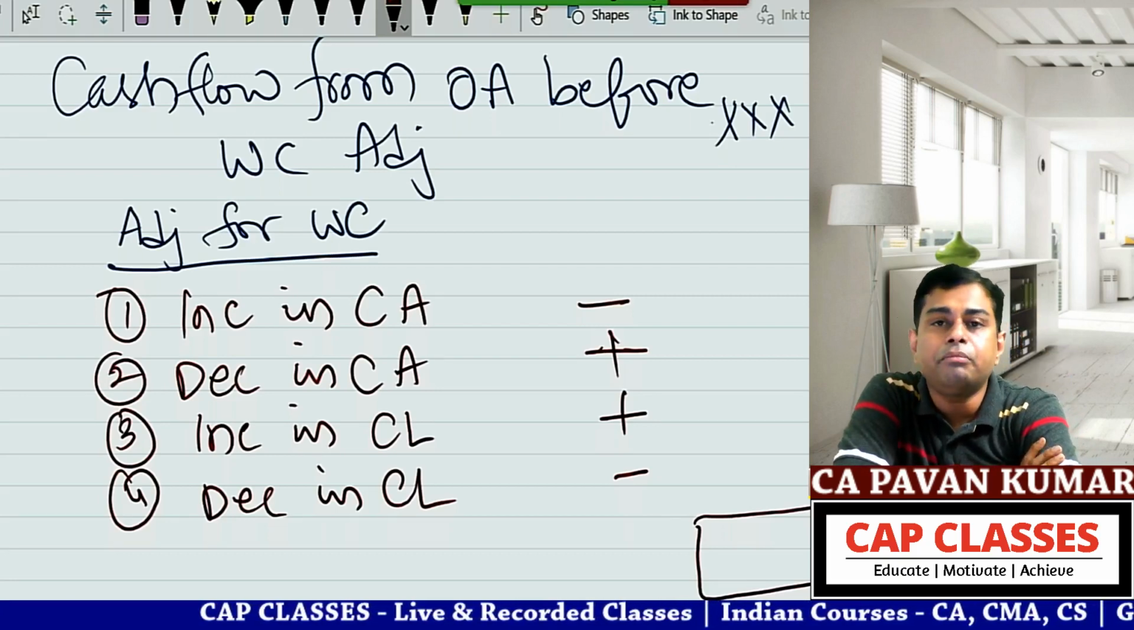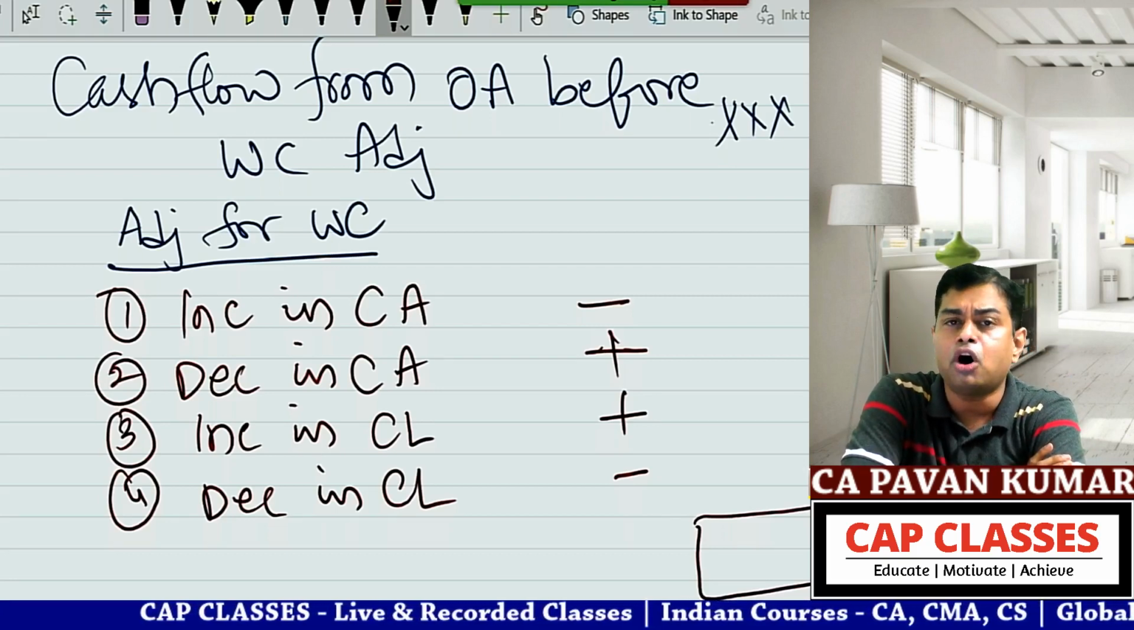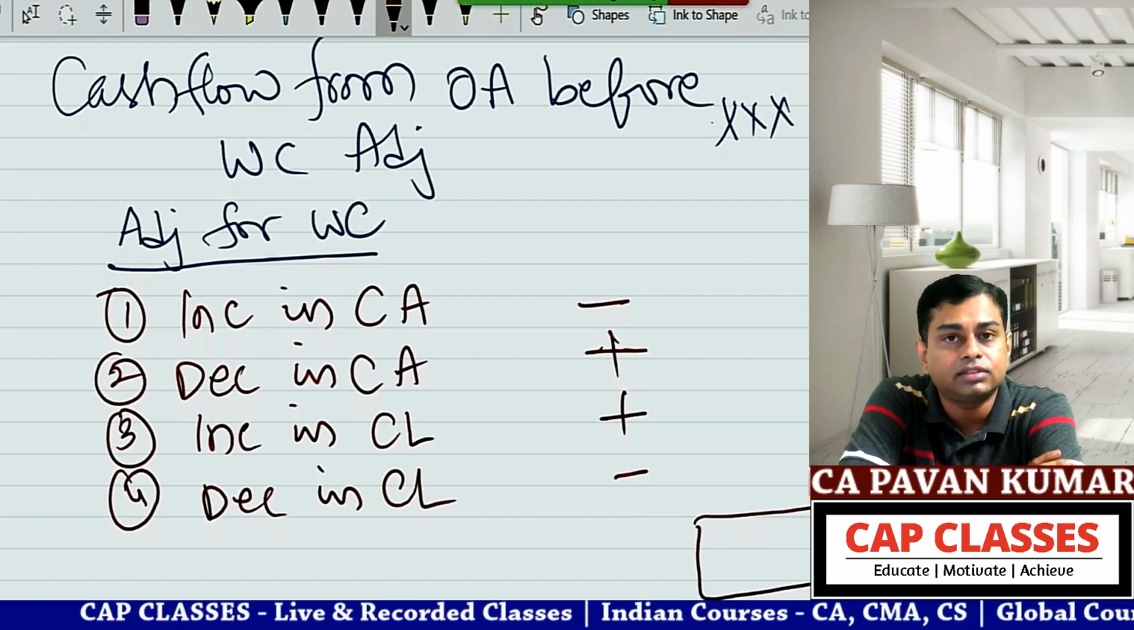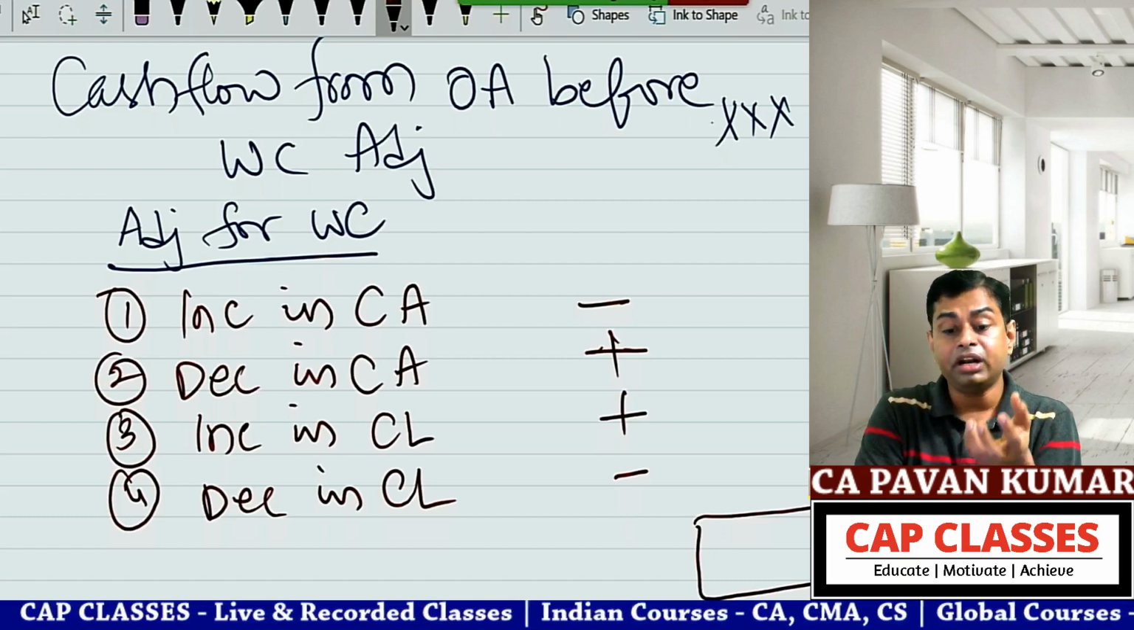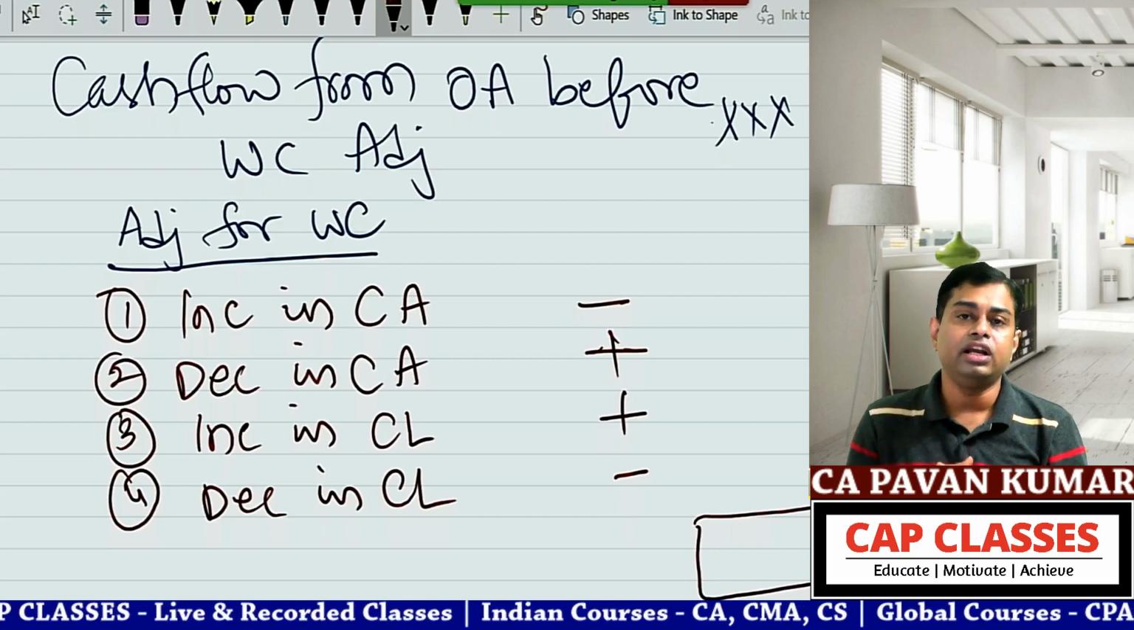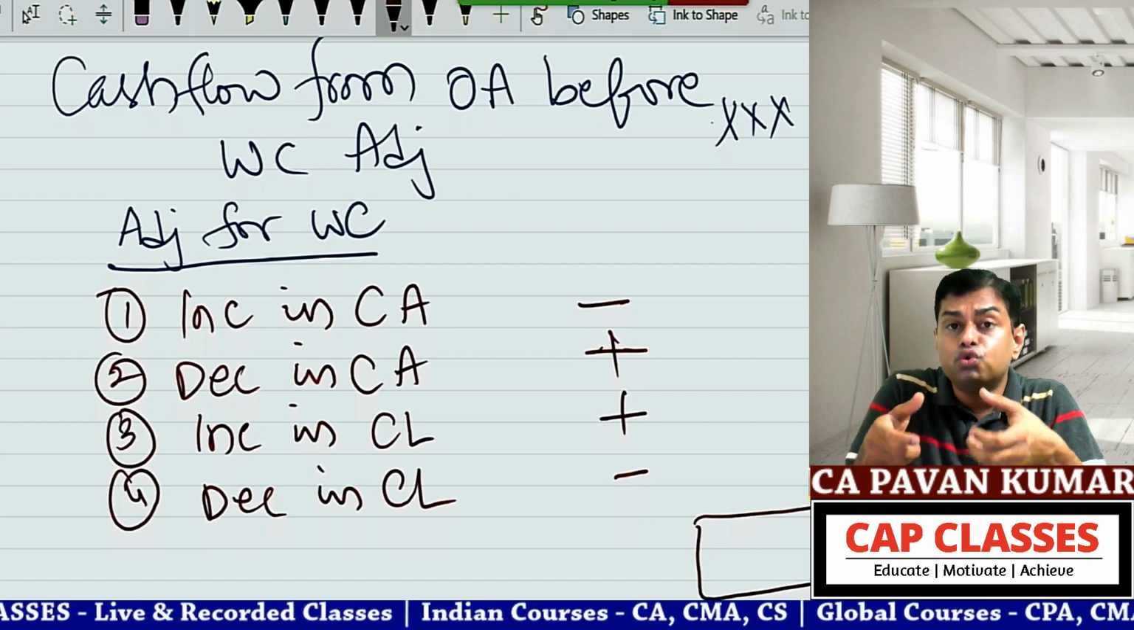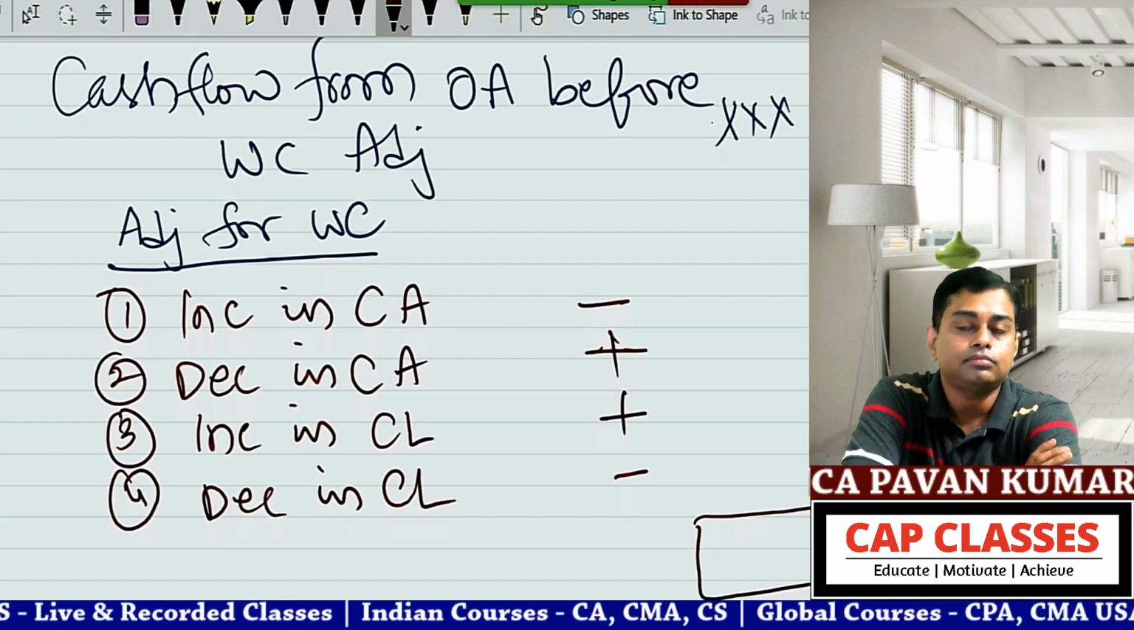Then you subtract tax. Then you will say this is cash flow from operating activity net. If it is a negative number, you will say cash used in operating activities. If it is a positive number, cash flow from operating activity. If it is a negative number, cash used in operating activity.